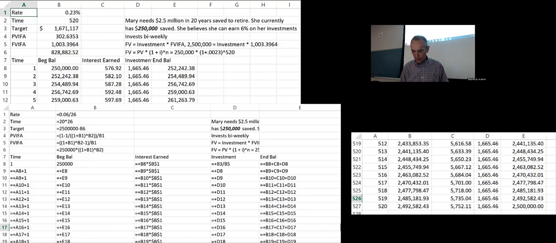Now here she doesn't have a price, she has a target. What is her target here? 2.5 million. Well, she already has that. We'll get that in the beginning balance, right? So we'll have to figure that out, but I'm making it a little bit tricky here.